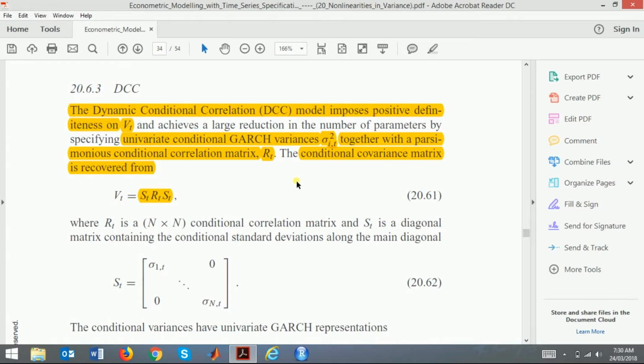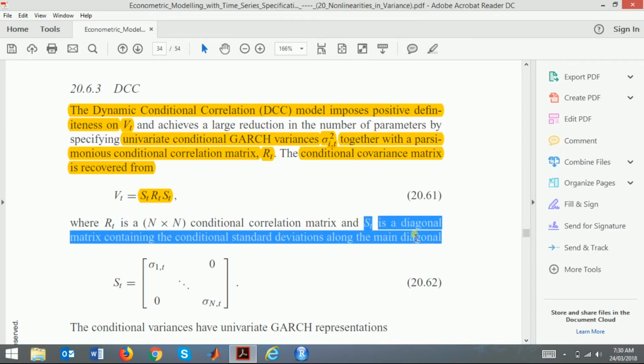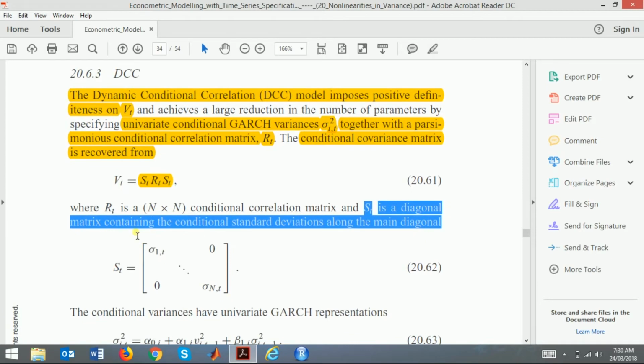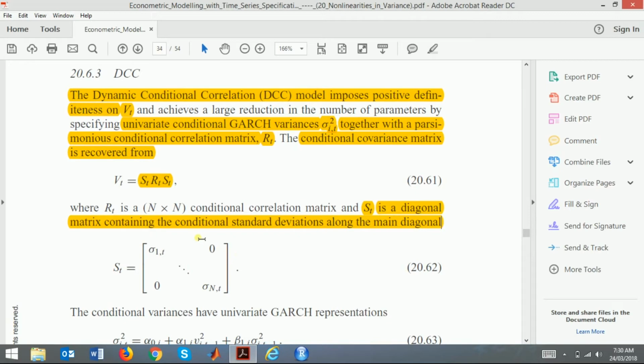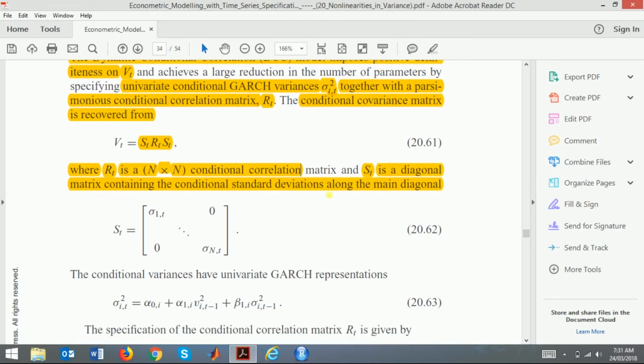We are kind of familiar with these from structural models, I think VAR and SVAR models. V equals SRS. R is the n by n conditional correlation matrix. S is a diagonal matrix containing the conditional standard deviations along the main diagonal. So when we have conditional variances, we just take the square root, setting the off-diagonals to 0. The covariance is set to 0. So this is a diagonal matrix. Beautiful. So this is the DCC model, right?